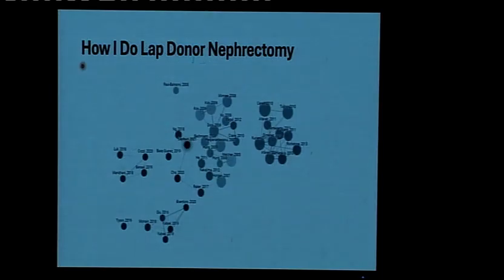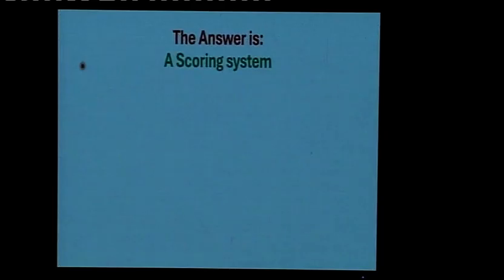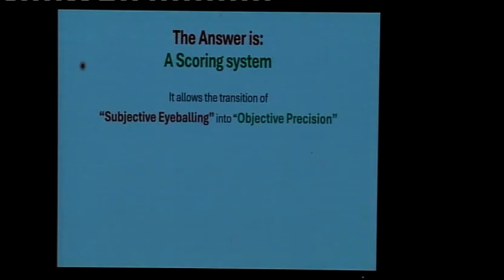But the question is how to assess the difficulty of the procedure, the surgical difficulty of the procedure. For accurate assessment, the simple answer is we have to create a scoring system. We have to have a scoring system. Any scoring system in the field of medicine can allow the transition of subjective eyeballing into objective precision.